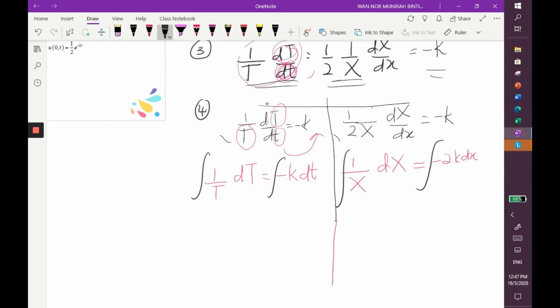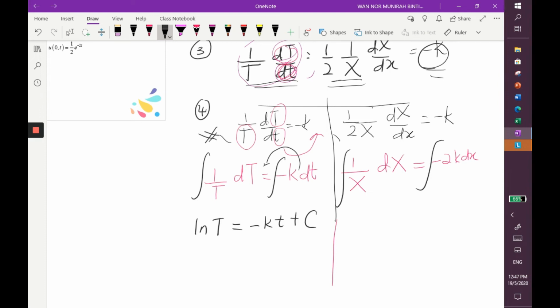Integrate 1 over t dt will give us natural log t equals to negative k dt. Negative k is a constant. I forgot to tell you, negative k is just a constant, the constant of proportionality, that is its name. So we have to integrate negative k dt. Since negative k is just a constant, you can take negative k out from your integrand. So you integrate 1 with respect to t. So this one is negative kt, and don't forget to add a constant c as your solution.